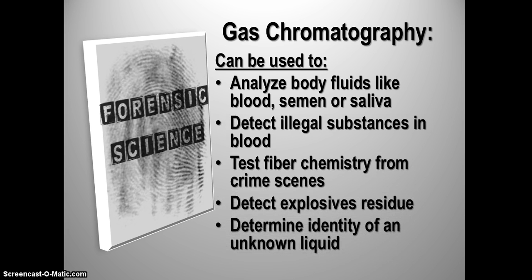Here are some things that gas chromatography could be used for: to analyze body fluids, to detect illegal substances in a person's blood, to test fiber chemistry, to detect explosives residue, to determine the identity of an unknown liquid. These are all things that chromatography is used to do in the crime lab. Be sure that you jot these down and know several examples of what a gas chromatography lab can do.